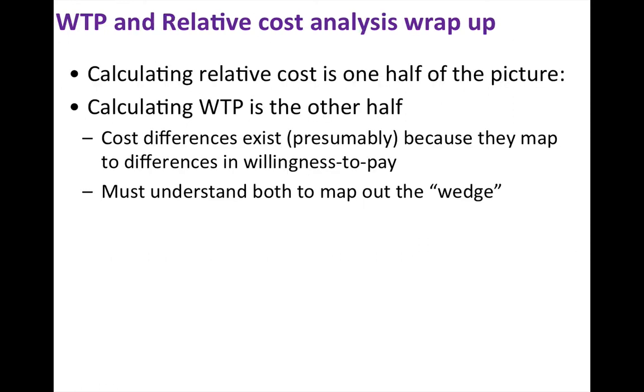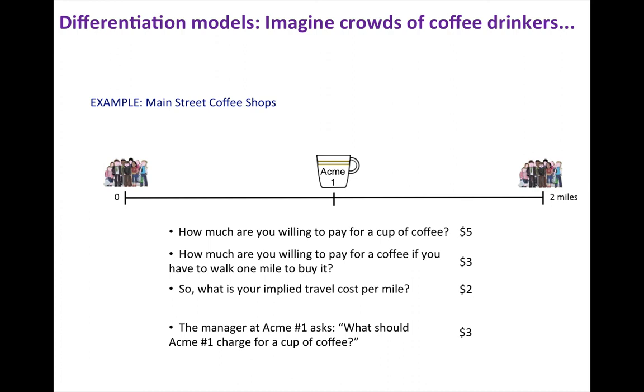Okay. So these are our 2 big quantitative tools that we've learned so far in the class. Relative cost analysis, which is one half of the picture, and willingness to pay is the other. You need both of them to map out the wedge. Finally, in this video, I'm going to introduce a model of differentiated competition. The reason is that we've so far talked about what a differentiated position is, but we haven't thought about how 2 firms occupying 2 different differentiated positions compete against each other. And this is important to understand because it's going to introduce our next module on competitive dynamics.